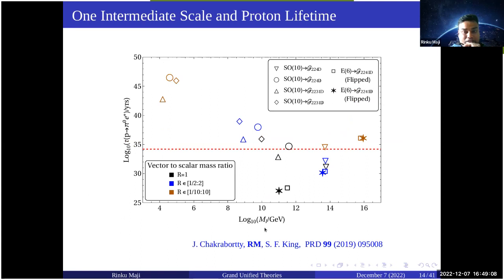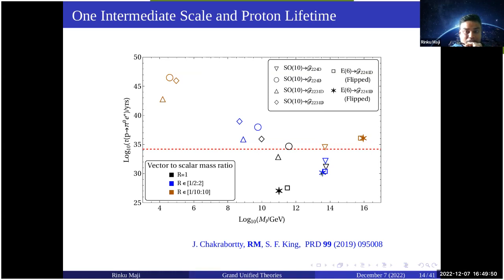Here we have plotted the intermediate stage. The GUT symmetry is broken at the unified scale. Then there is an intermediate symmetry like SU(2) × SU(2) × SU(4), like Pati-Salam with intact D parity and with broken D parity, and left-right symmetry and some other possible higher symmetry groups which could arise in the E6 model. Here Mi is the scale where this intermediate symmetry is broken to the standard model. On the y-axis, we have plotted the proton lifetime.